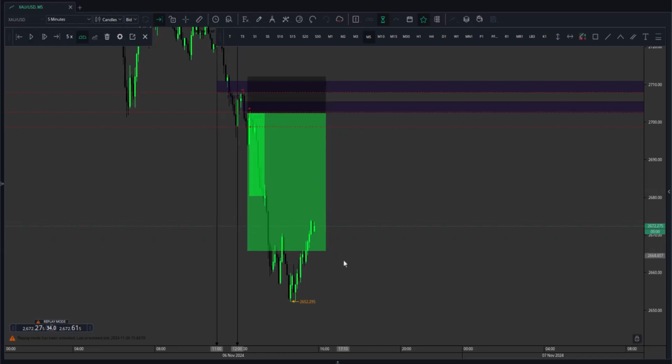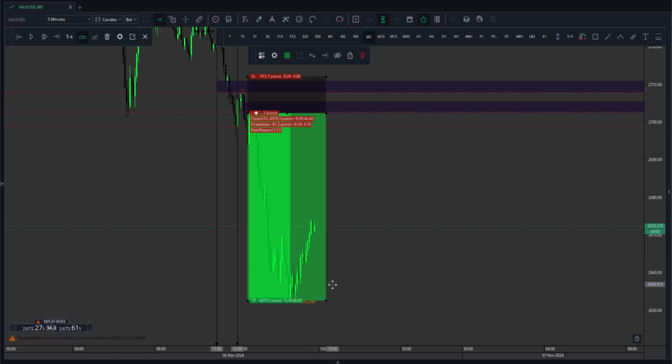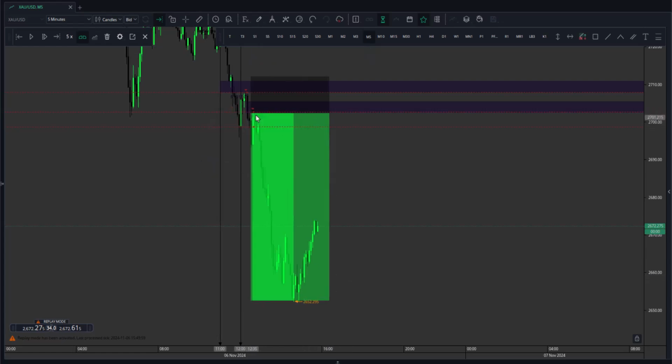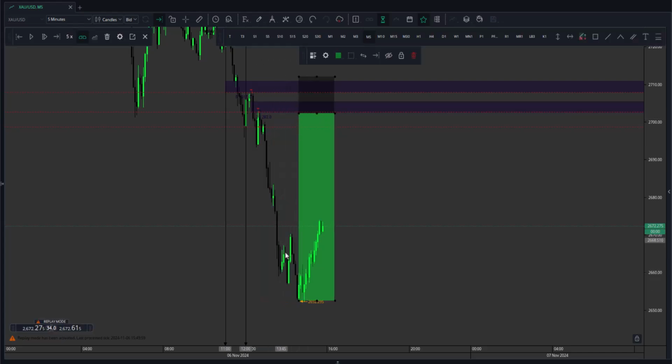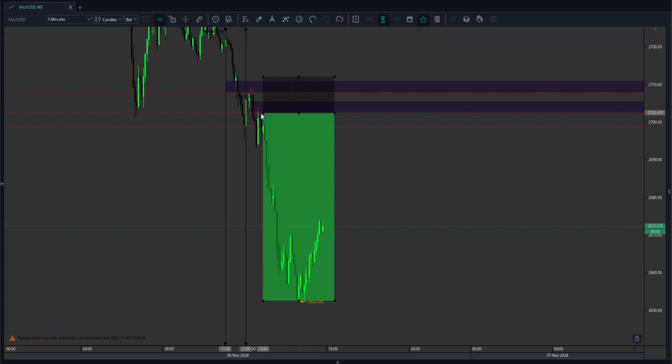So as you can see, we came all the way down, right? But after this right here, there was this change of character. If you know me, you realize that I don't actually like a change of character a lot, right? So I actually got out at this change of character right here. I got out of the trade, but you still could have been in the trade for a very long time.